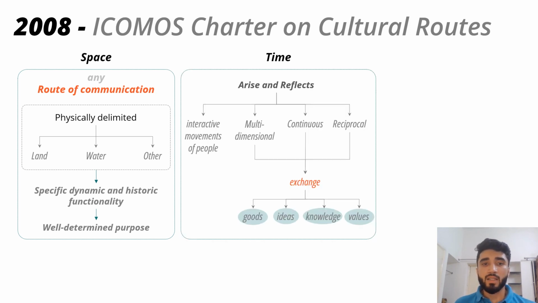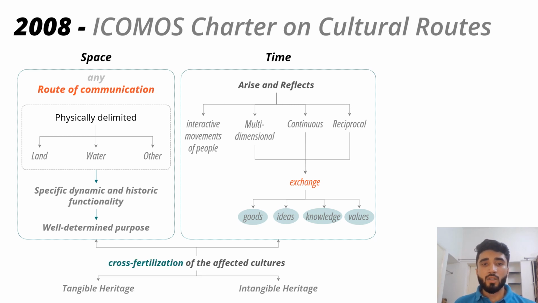Then the second part is time. So it talks about how a cultural root must arise from and reflect interactive movement of people as well as multi-dimensional, continuous and reciprocal exchange of goods, ideas, knowledge and values, which can happen between people, countries, regions or continents over significant periods of time. So this part of the definition represents the time aspect of the cultural root.